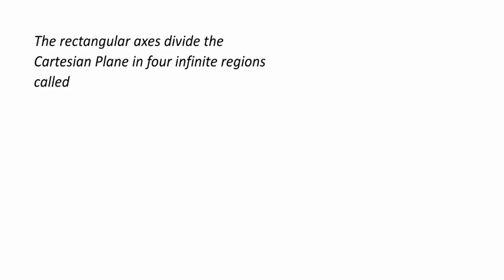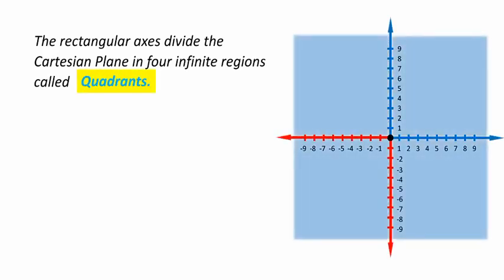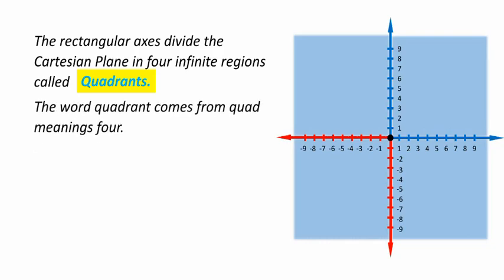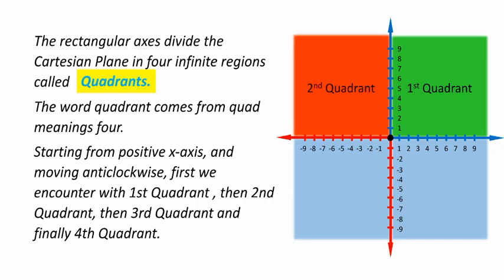The rectangular axis divides the Cartesian plane in four infinite regions called quadrants. The word quadrant comes from quad meaning four. Starting from positive x-axis and moving anti-clockwise, first we encounter with first quadrant, then second quadrant, then third quadrant, and finally fourth quadrant.